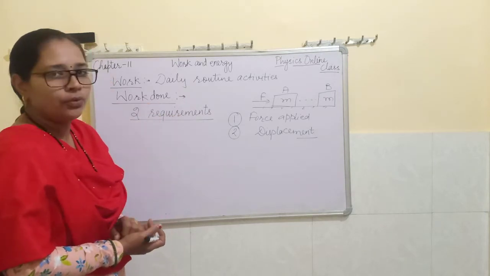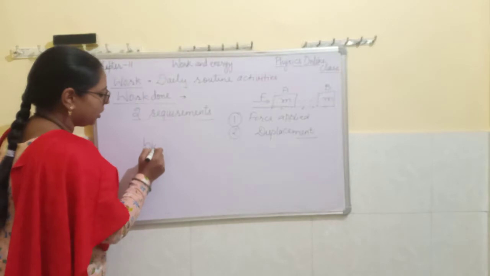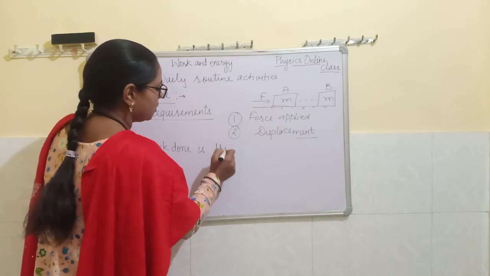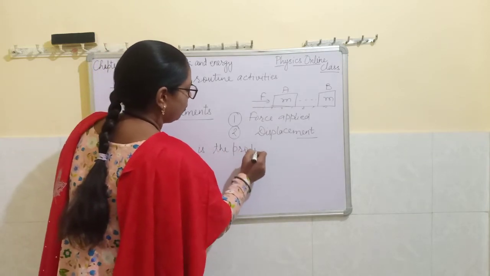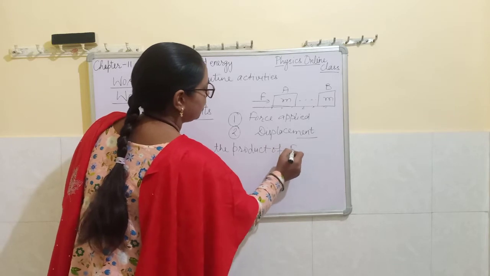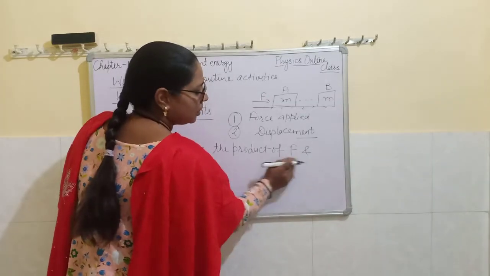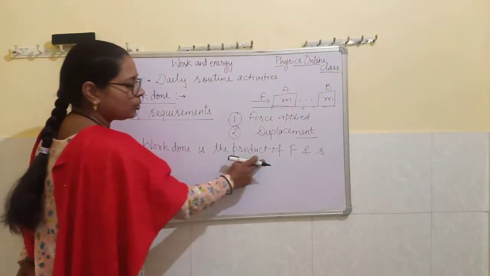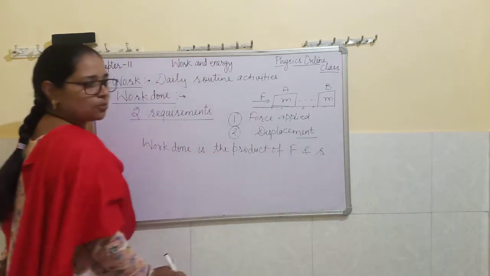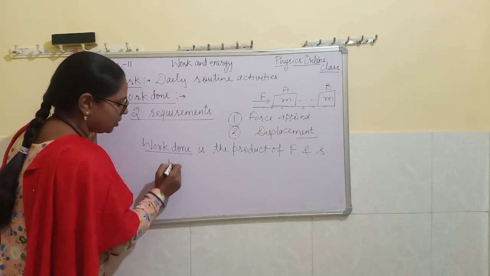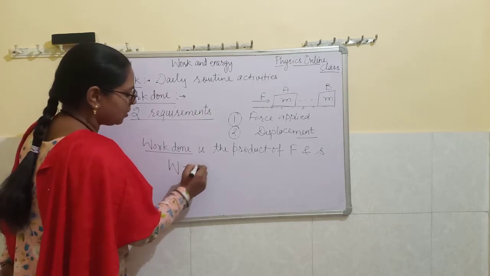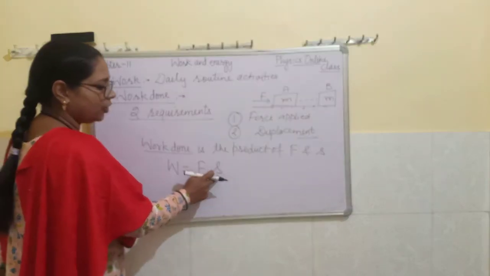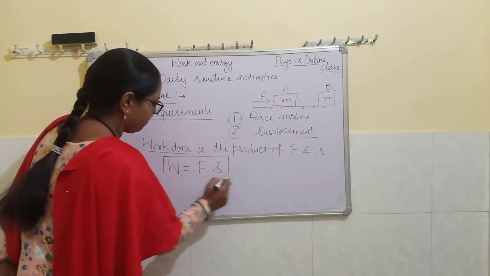So now how will we define work done? We can simply define work done as the product of force and displacement. I am writing force with symbol F and displacement with symbol S. So work done is the product of force and displacement. The symbol for work done is capital W, and it is simply written as force multiplied by displacement. F into S is work done.